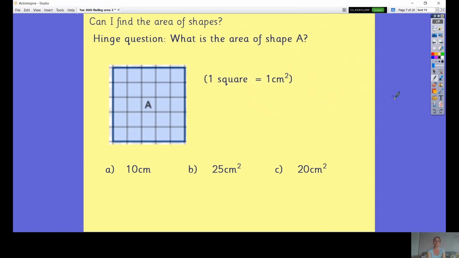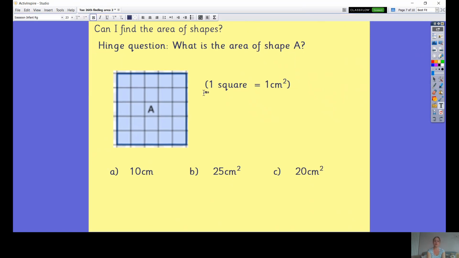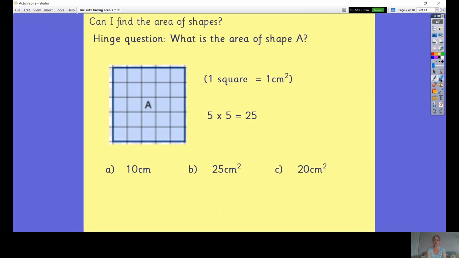Okay, so I'm hoping that you realise that there were 5 squares and, just checking for myself, 5 rows. So I did 5 times 5 is 25. That means that this one must be the correct area of that shape, 25 centimetres squared.